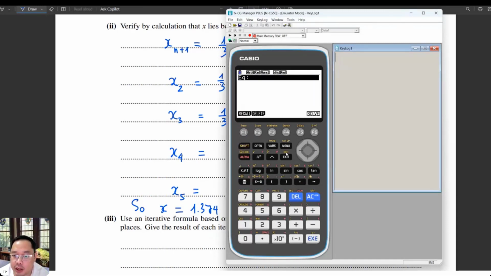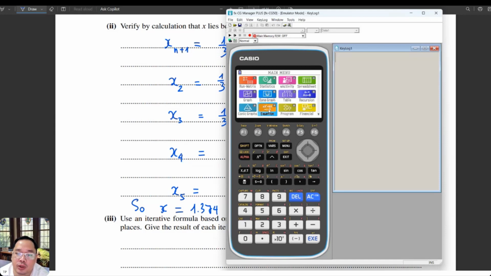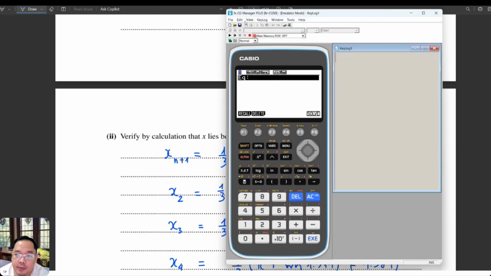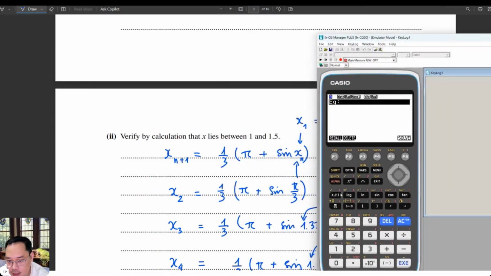Okay, again, go to the menu and then go to this orange tab, AX, where it shows an equation or the letter A. So go to that menu, equation, or you can choose the letter alpha and letter A here to go to this equation function. Okay, and then go to the F3 solver, click F3 here, and then enter the equation. Our equation is x equals, shift, this is the equal symbol.